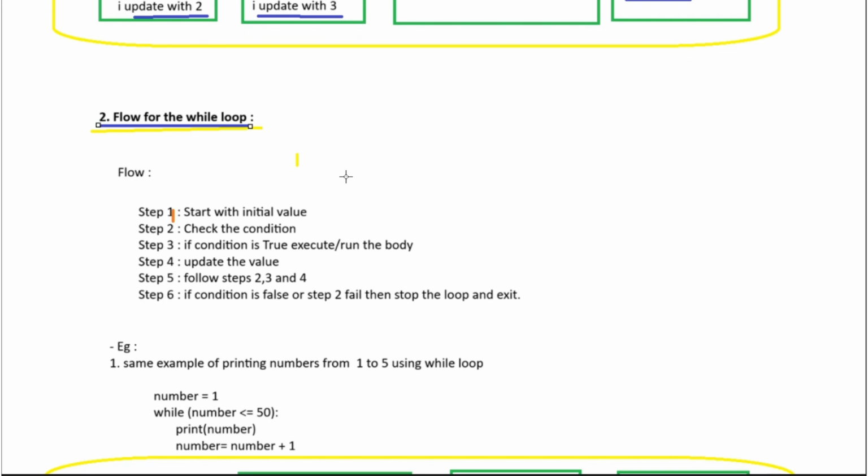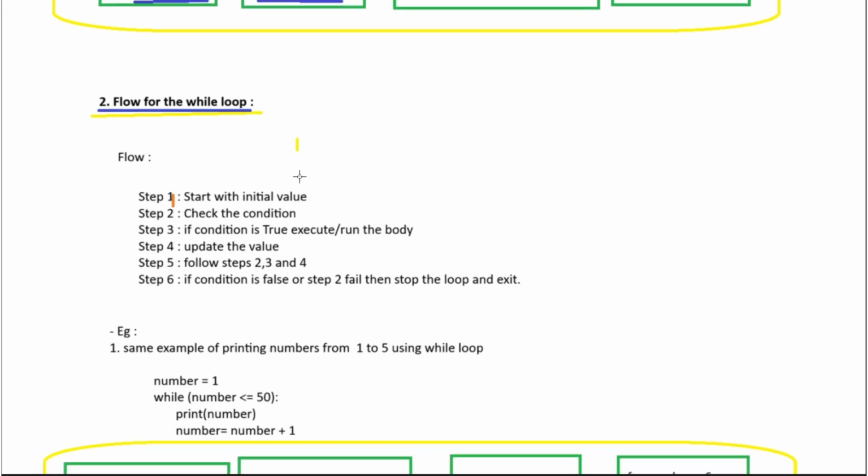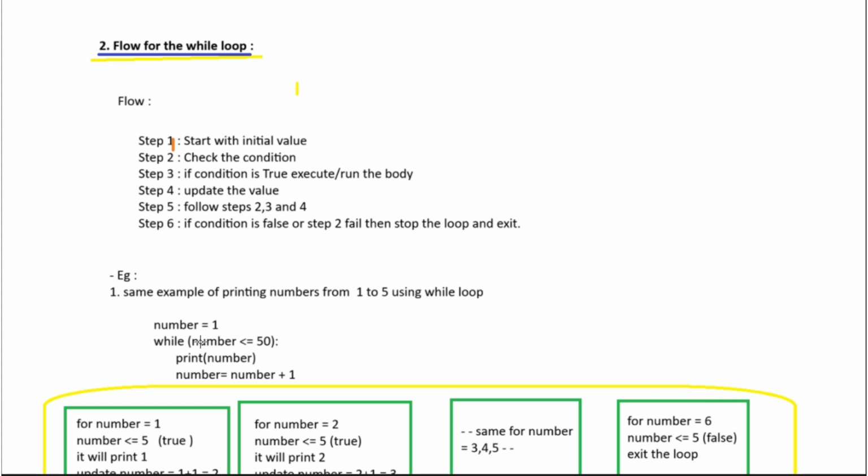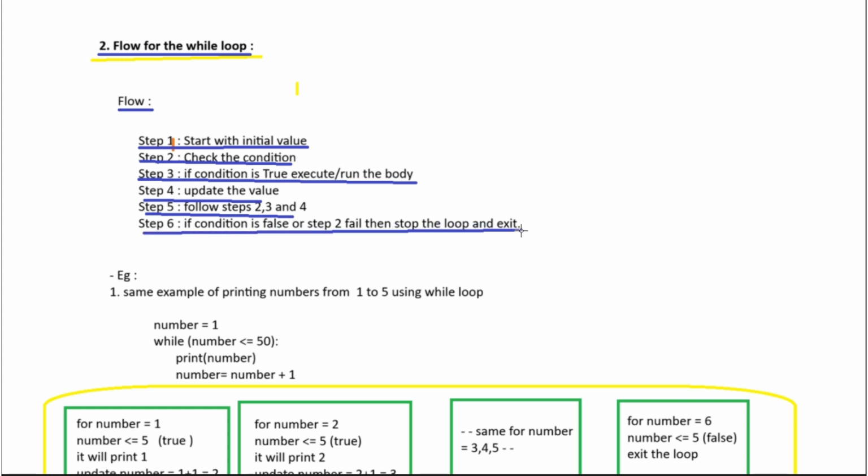A while loop flows slightly differently because here the number of repetitions is not fixed. A while loop is controlled by a condition, not by a list of values. So the flow of a while loop looks like this. Start with an initial value, check the condition. If the condition is true, run the loop body, update the value inside the loop, then check the condition again. If the condition is still true, repeat the previous steps. If the condition becomes false, stop the loop and exit.